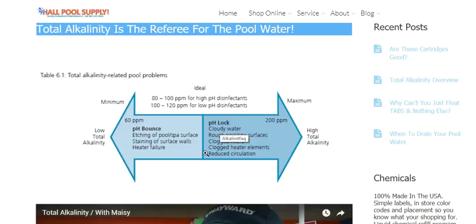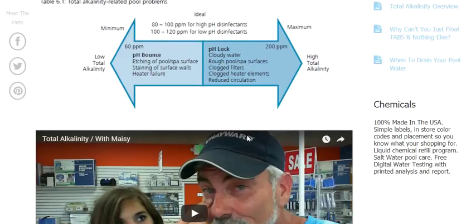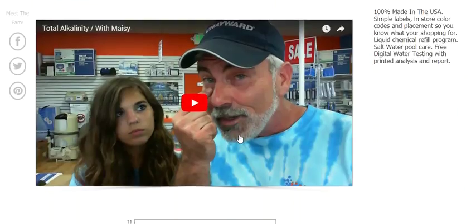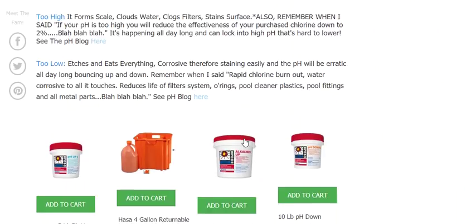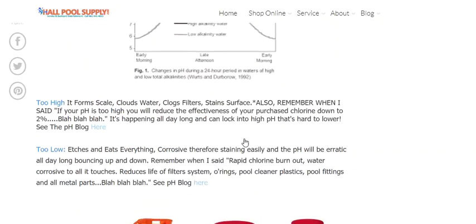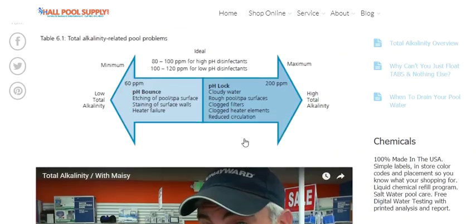Anyways, I hope this helps. Take a look at this information. Watch the video there where I'm explaining this alkalinity thing to my daughter. I hope that helps. It helped me just explaining it. And again, you can do all kinds of different research on this, but your alkalinity is key to keeping that pool pretty.